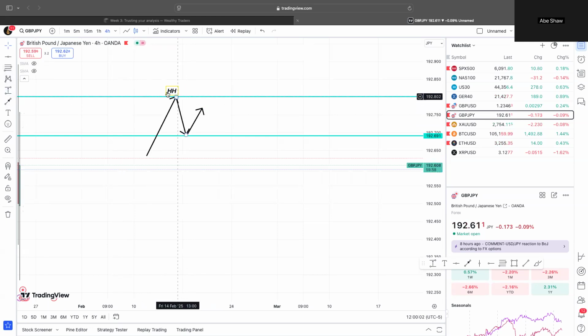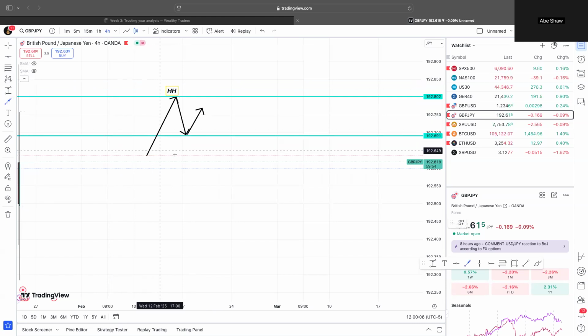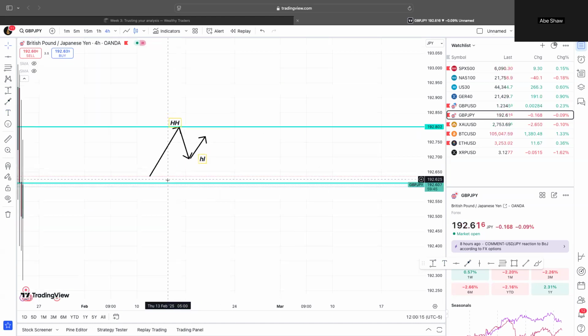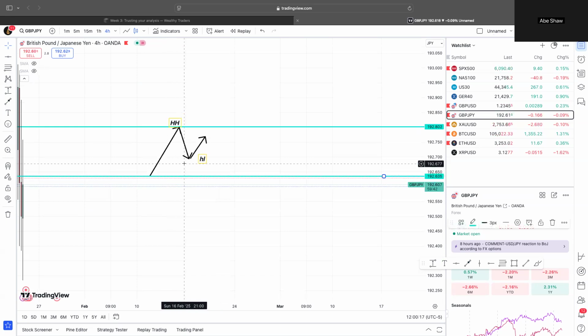This is a higher high. This is a higher low. Because now, let's see, my fault. It should have been right here. This is where I should have had it, my fault.